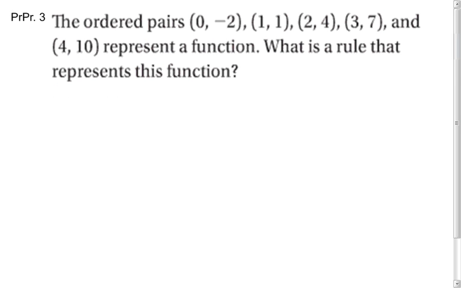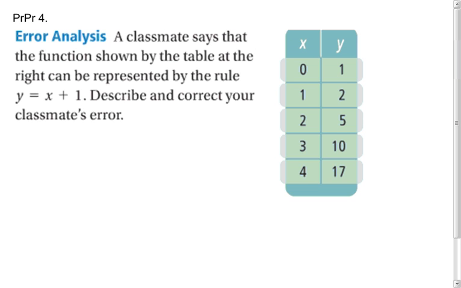Another practice problem here, same type of idea. Another practice problem in number 4. In this one, they give you a table. They tell you that the classmate was wrong. So what I want you to do is tell me what the correct rule would be. Okay? Figure out what the rule is for that table and tell me what the correct rule would be.